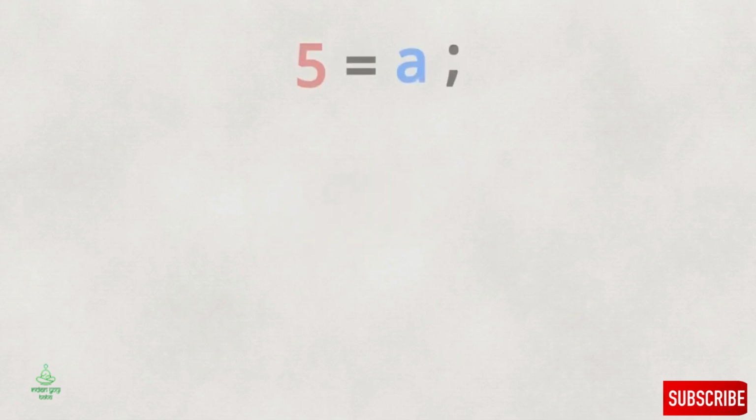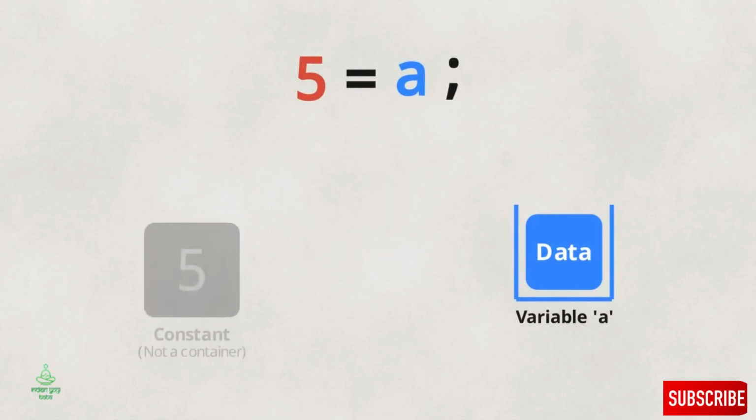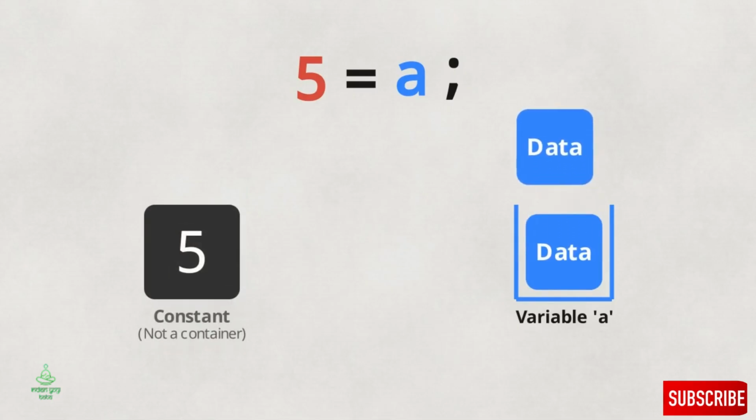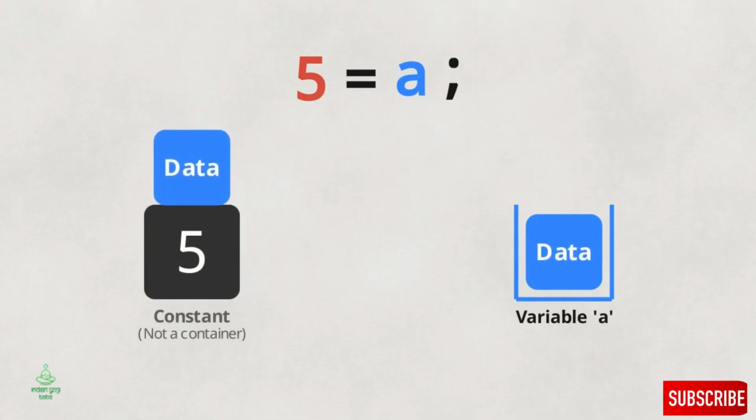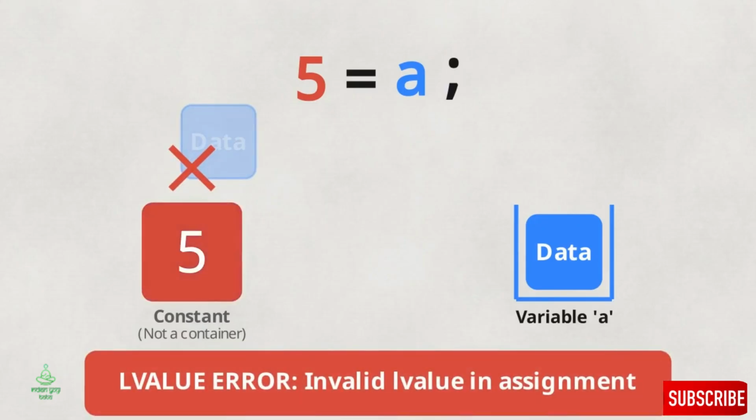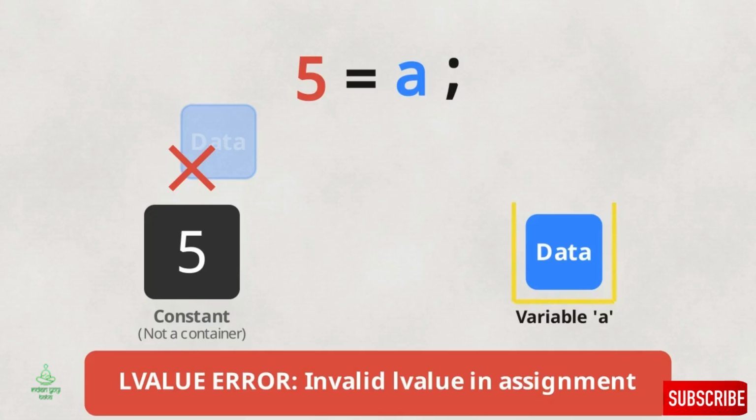This right-to-left flow explains why you cannot push a variable into a hard-coded number. If you write 5 equals A, you are attempting to assign data to a constant value that cannot change. This triggers an L-value error, as the left side of an assignment must always be a variable container.